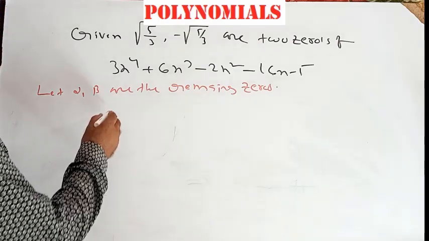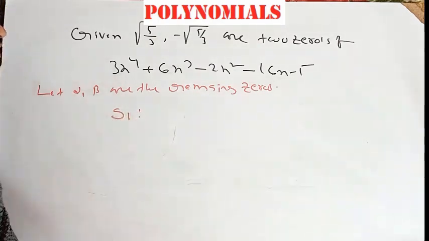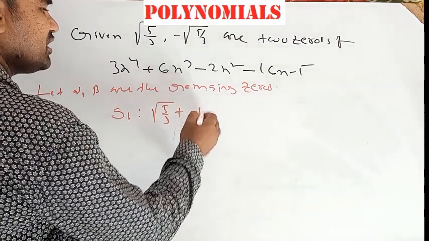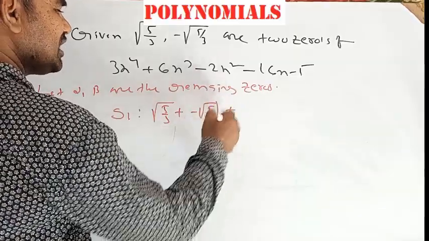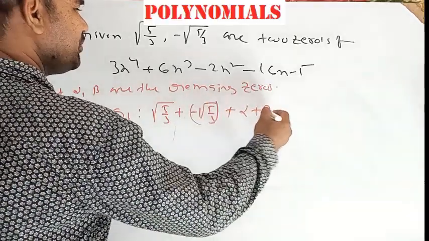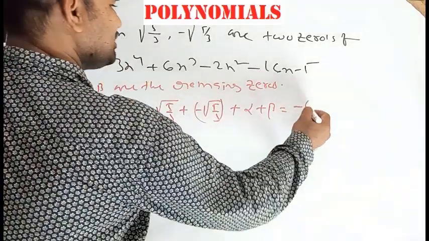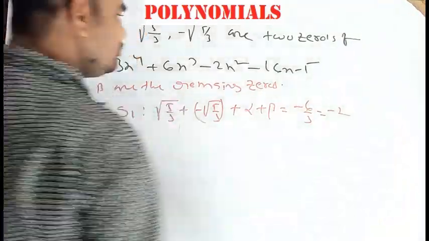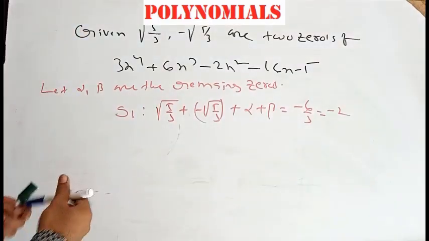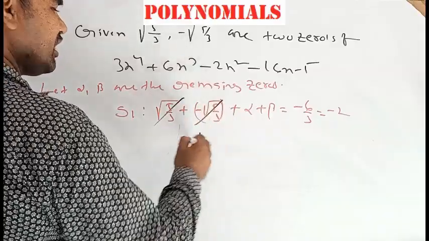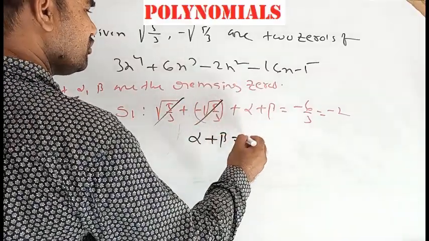First of all, I am using S1. S1 stands for the sum of the zeros taken one at a time. One is root over 5 by 3, plus another is minus root over 5 by 3, plus another is alpha, plus another is beta, equal to minus b by a. Minus b by a is minus 6 by 3, that is equal to minus 2. Okay. So plus root over 5 by 3 and minus root over 5 by 3 get cancelled. So we get alpha plus beta equal to minus 2.